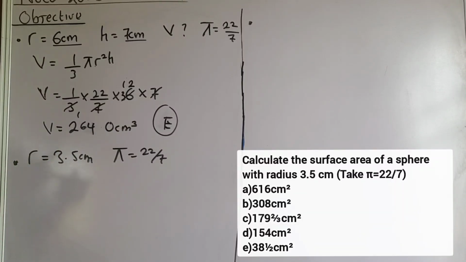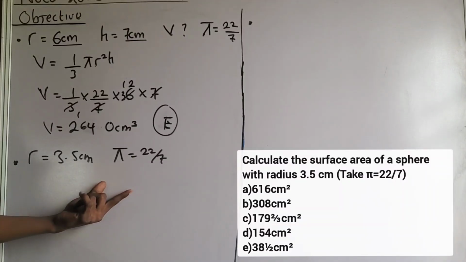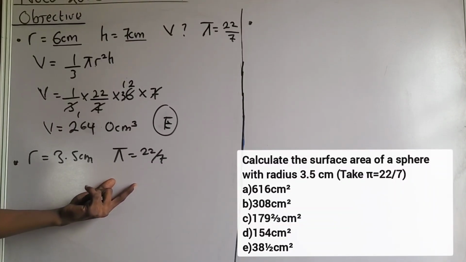So what I'm trying to say is that anytime you are given a question and the question requires you to use pi and you're not given pi as any value in the question, make use of 22/7. Don't use the approximated value 3.142.